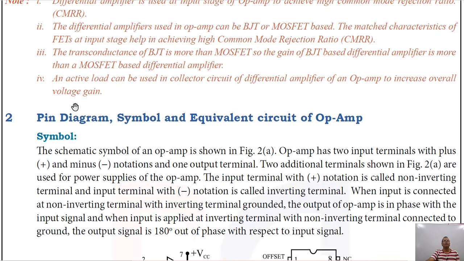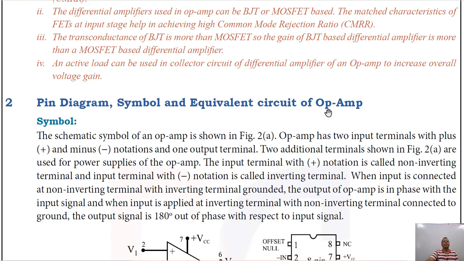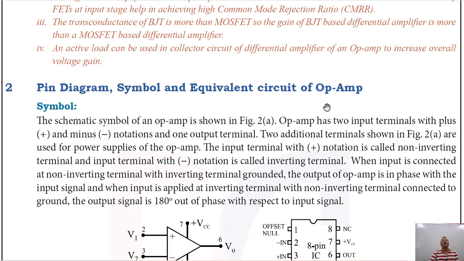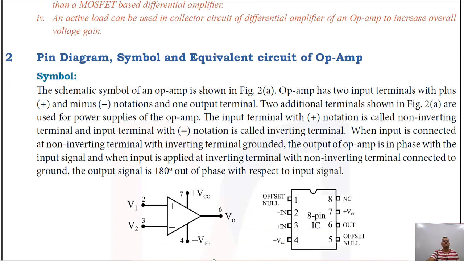Now second topic is again a small topic, that is pin diagram, symbol and equivalent circuit of operational amplifier. That is the second topic of this chapter. Again it is theoretical one, so that's why I'm not taking it on board. I am simply going through or taking your class through a screen recorder. So symbol, this is the symbol of operational amplifier.